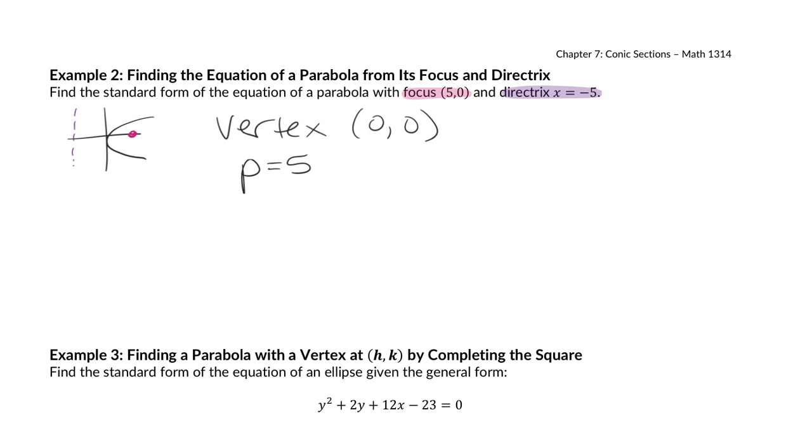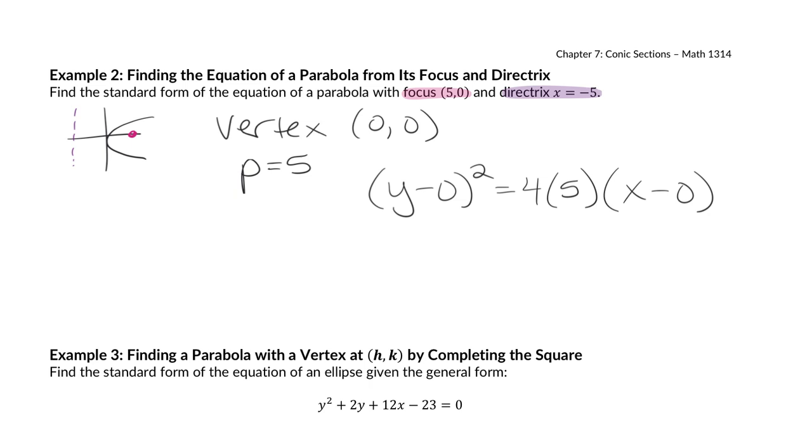We will fill in the formula for one that opens side to side, which is y minus k squared equal to 4 times p times x minus h. Where am I getting this from? Great question. The formula chart. It says y minus k squared equal to 4 times p times x minus h. You see it now. Okay, that's what I got it from.